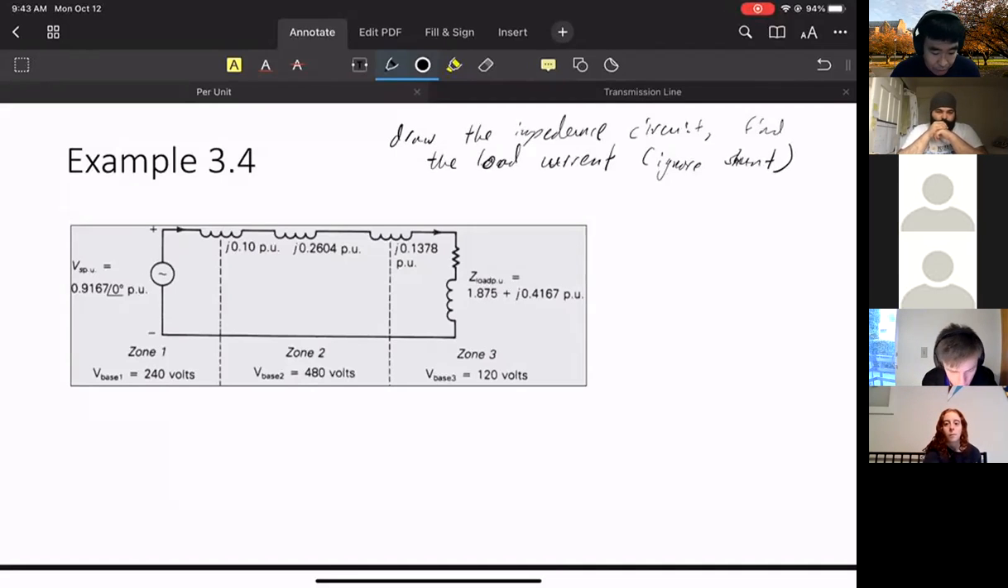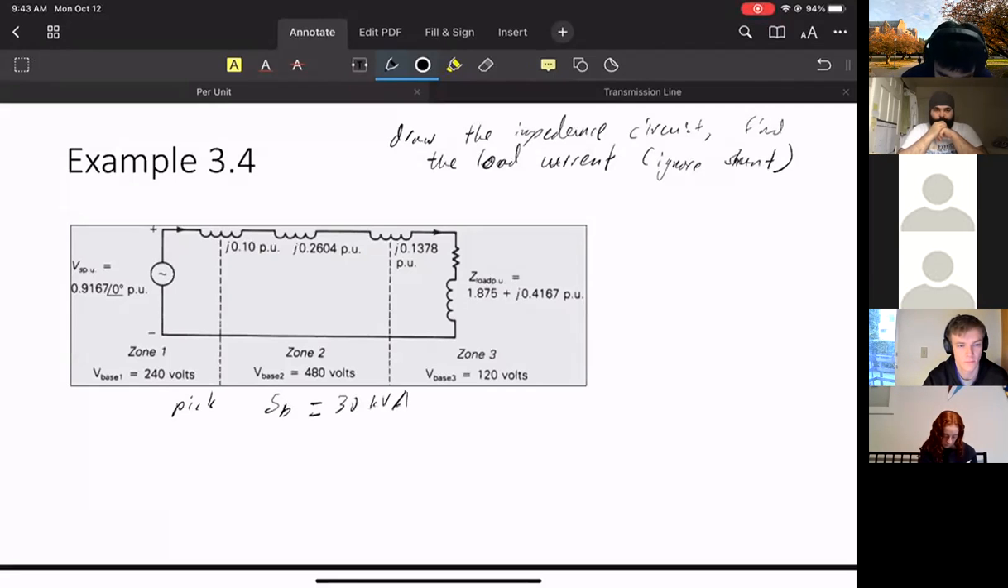The first goal is to pick a base unit for the power. Here we're going to pick S_B to be 30 kVA. For most problems, you'll be told which value to pick. So here we'll pick 30 kVA as the power unit. Now we have different voltages, and we need to convert them to a consistent basis.